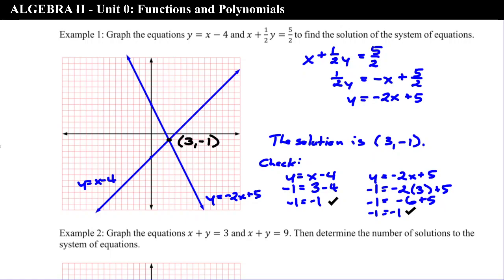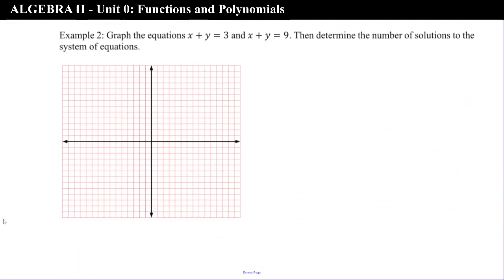Okay, let's do another one. Let's graph the equations x plus y equals 3 and x plus y equals 9. Then determine the number of solutions to the systems of equations. So let's start off by doing our graphs. Well, to do our graphs, we have to get both of these into slope-intercept form. Thankfully, it's a pretty straightforward process.